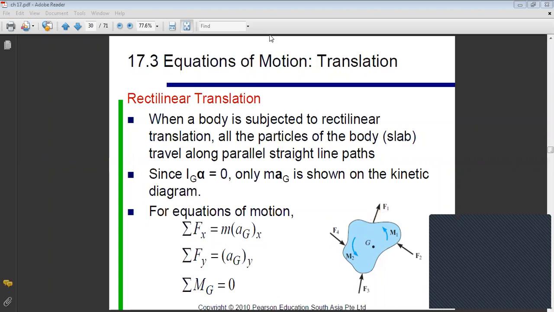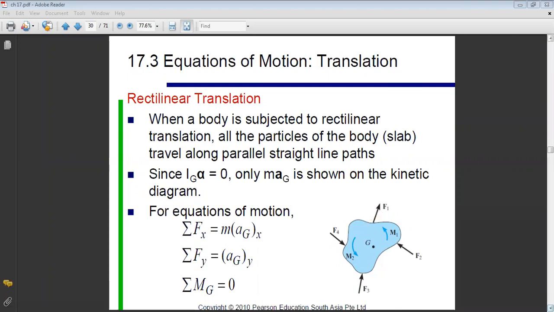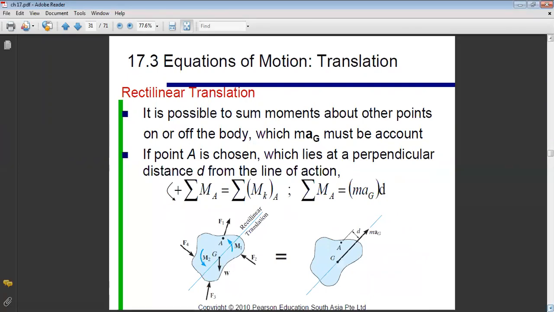Any question until here? So as we are saying, in rectilinear translation, if I want to find sum of moment about any point on my body, I can say that sum of moment of forces and sum of couples about A is equal to moment of vector MAG about A. So if I look at this figure, sum of moment of couples and forces about A is equal to MAG times distance D. Okay?